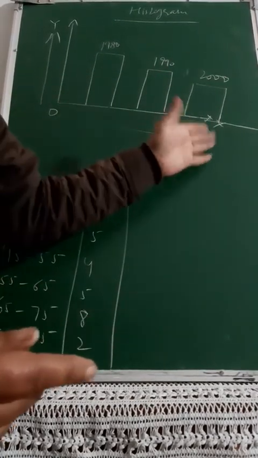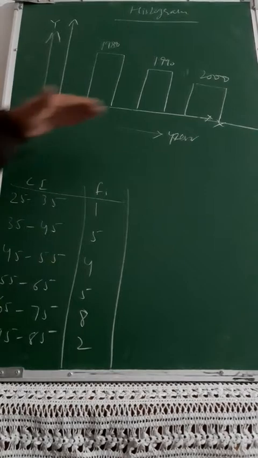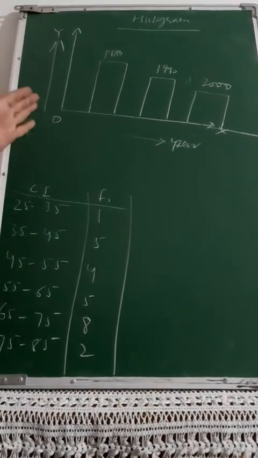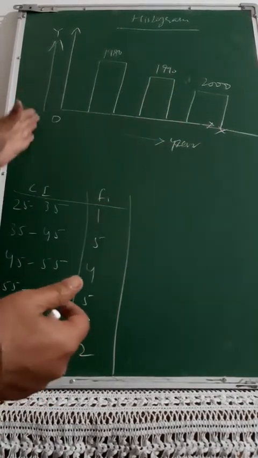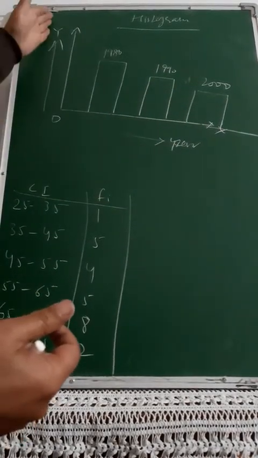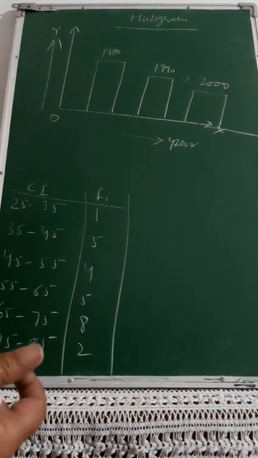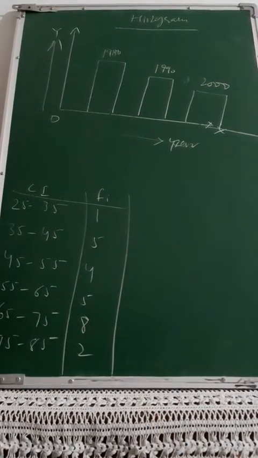You can take your decision on what you are going to take on the x-axis or on the y-axis, but finally you need to mention that also. Here is the time, that is in years, and then the production, suppose you are taking, that you have to mention along this axis. Let us come to the histogram.